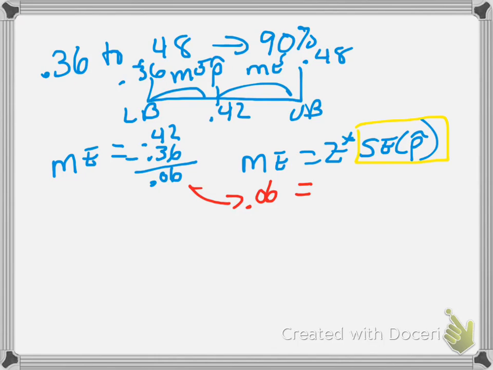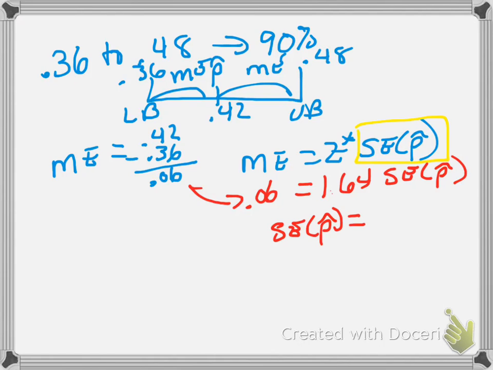But first I know what all my values are, because I know my margin of error, 0.06. Okay, 90%. So I'm going to do 1 minus 0.9 divided by 2, and I get 0.05. An inverse norm of 0.05 gives 1.64, times my standard error of p hat. Okay, so I'm going to put in 0.06 divided by 1.64, and so I get my standard error of p hat is equal to 0.035, and that's my standard error.